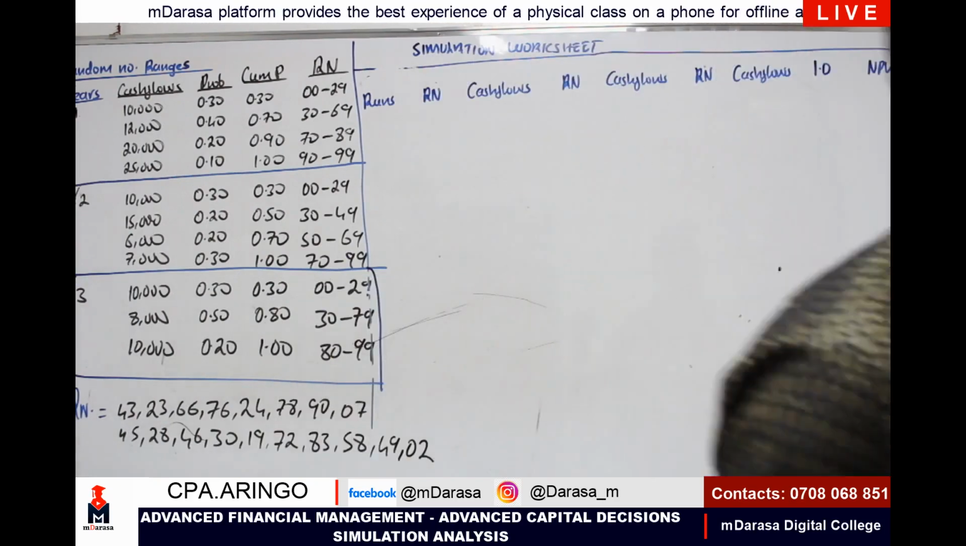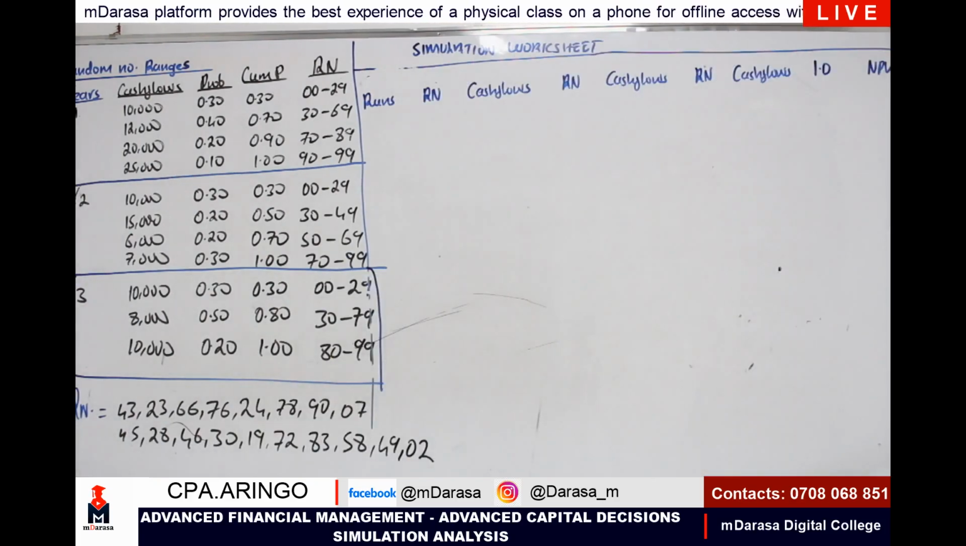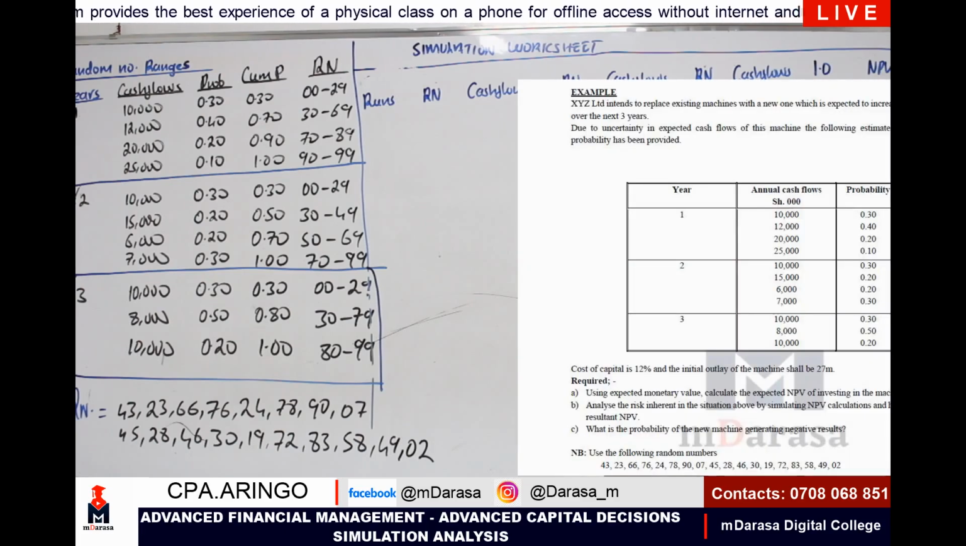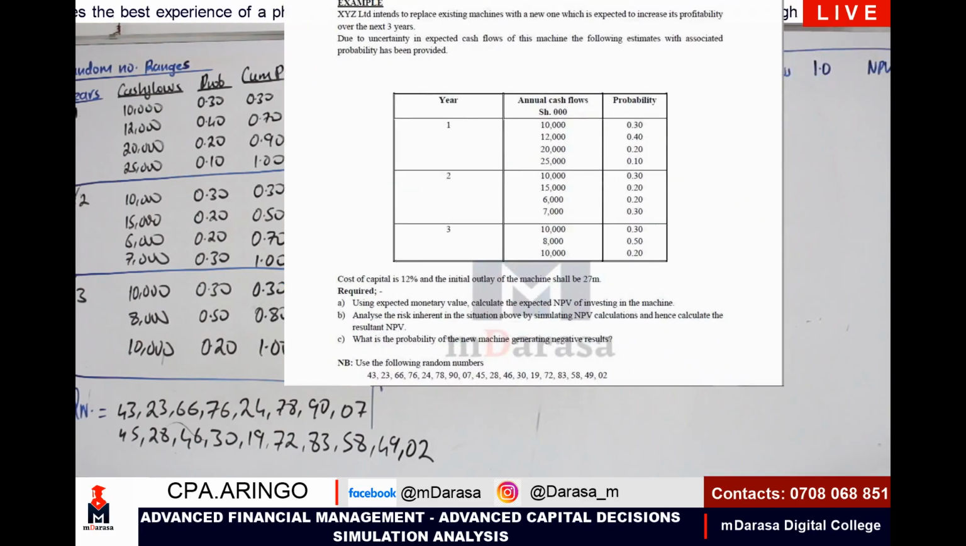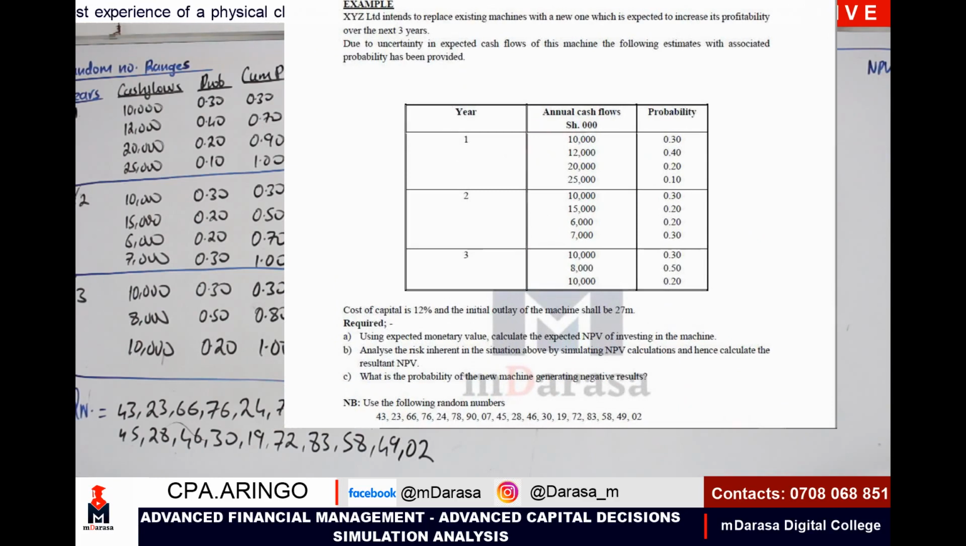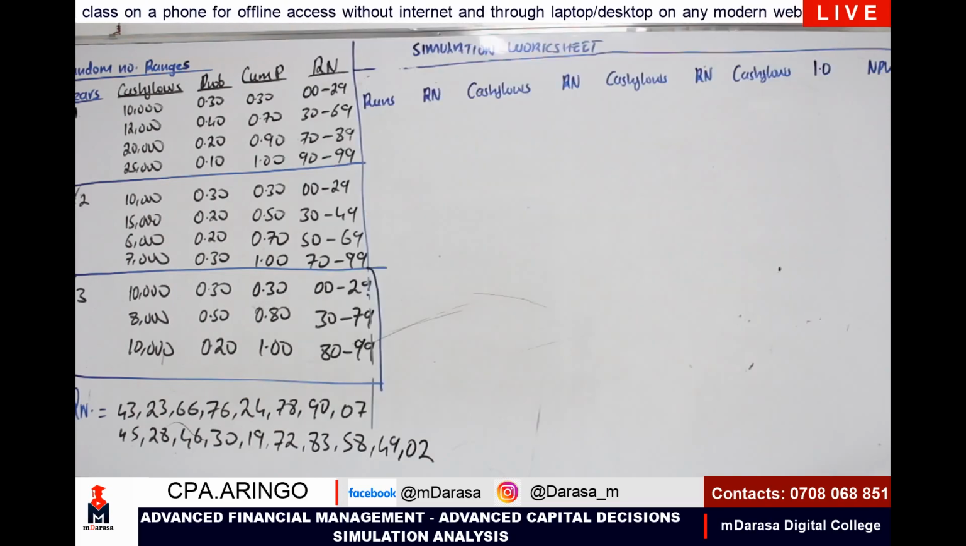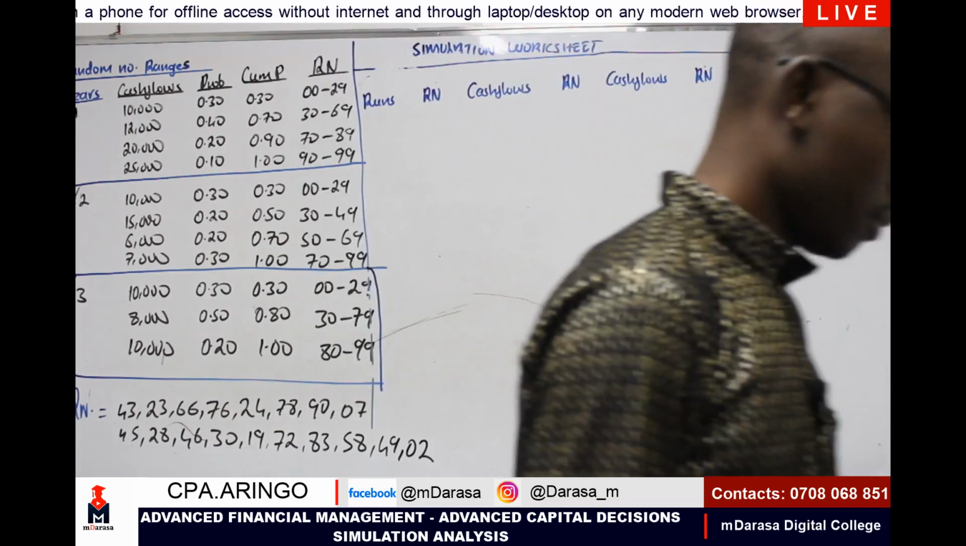And this is where Mwalimu is getting the figures. You see this? The figures down there. You see the figures? That is where we are getting the figures, okay? So once we have that, let us start.